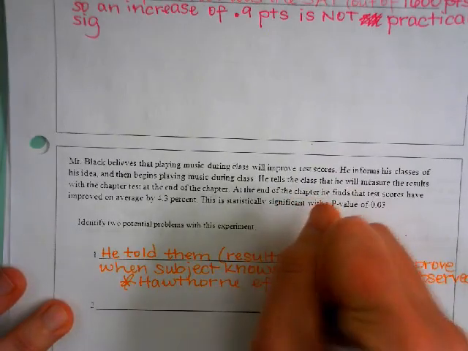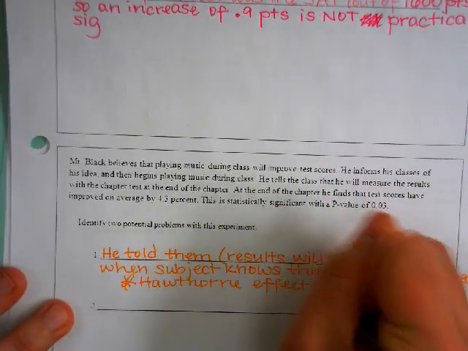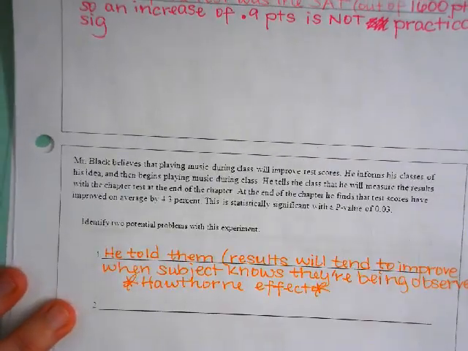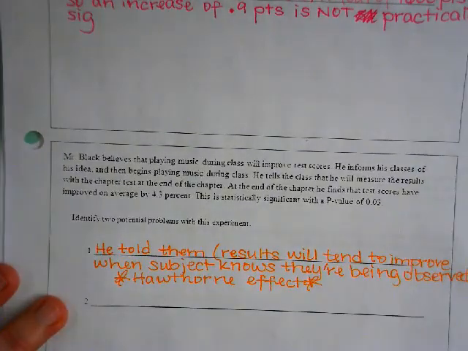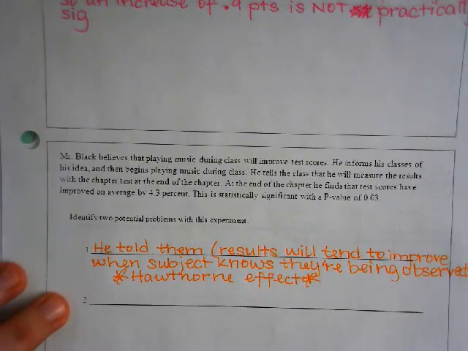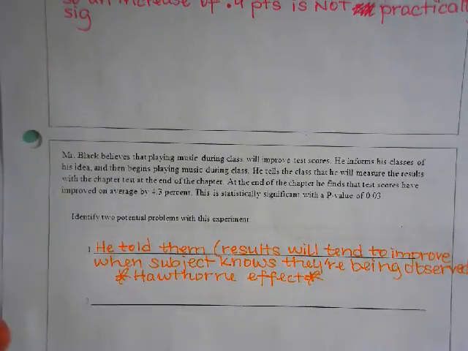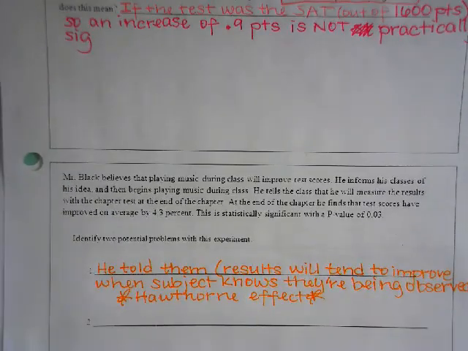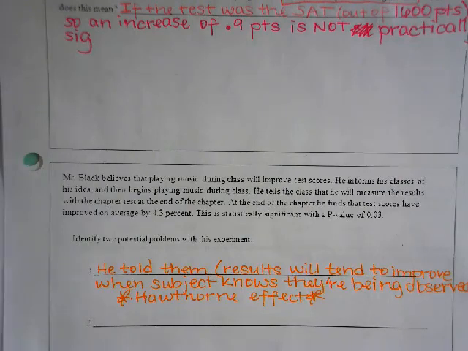All right, any other? Well, I'm sure there are lots of other ones, but what's another issue with Mr. Black's experiment? There was like no control group. No, there was a control group, their first test score. No randomization. Yeah, I suppose you could say that. I was hoping that maybe you referred to one of these up here.